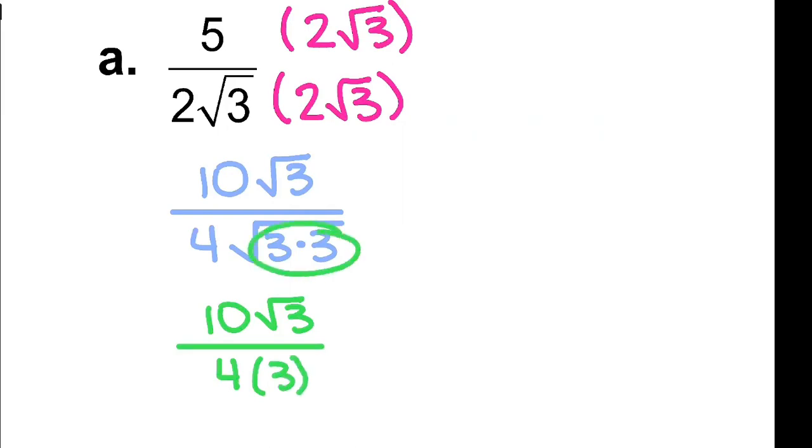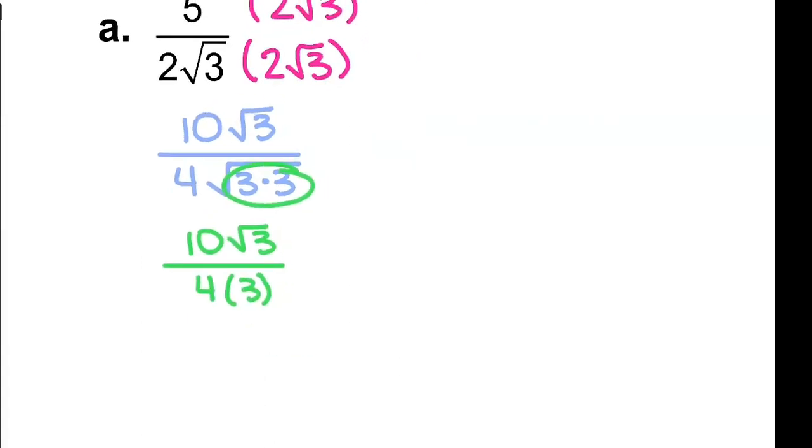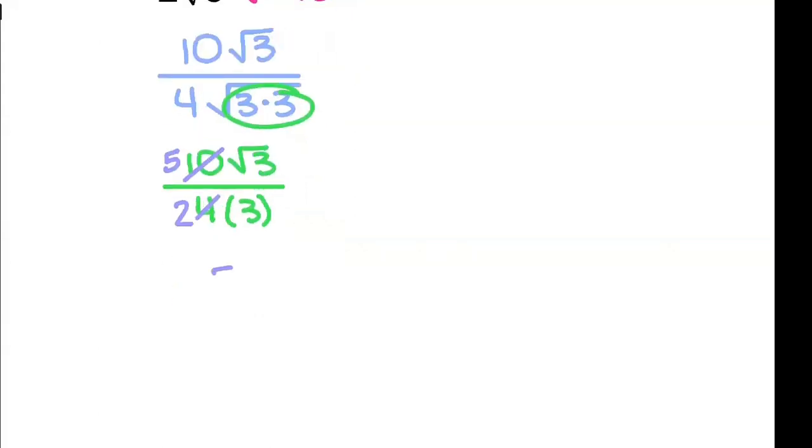Now you can simplify the 10 and the 4 first before you do the multiplication. It's totally fine. If not, you would just have 10 over 12 and you would simplify that. So the 10 is going to turn into a 5. The 4 turns into a 2. So this would be 5 square root 3 over 2 times 3, which is 6.